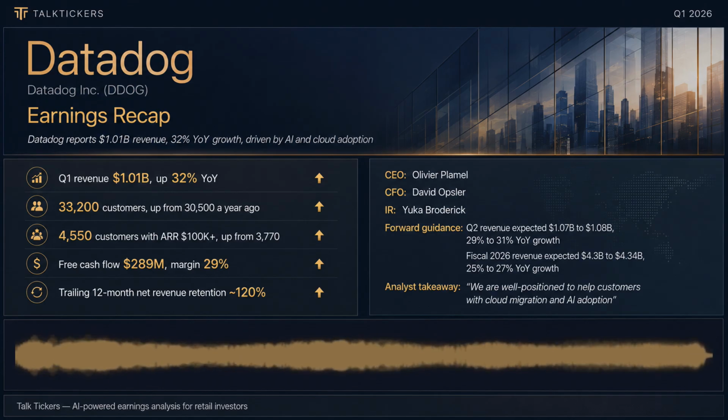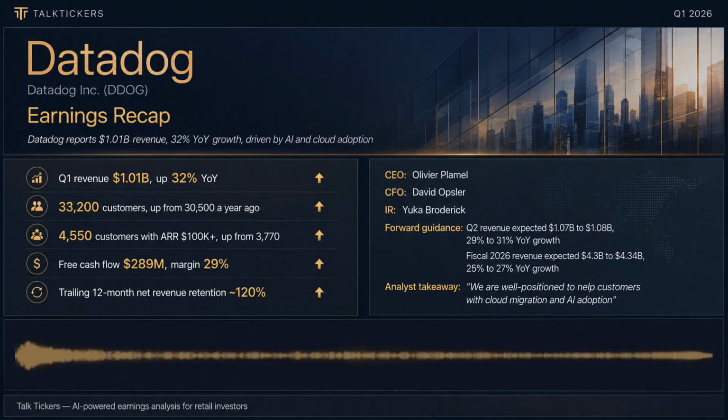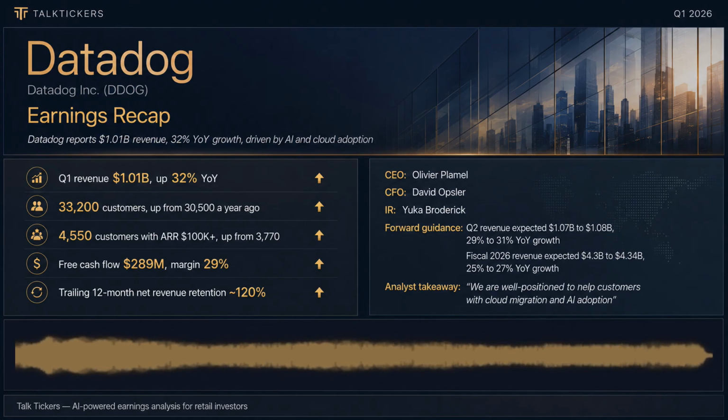And Datadog is capturing this market from 2 distinct vectors, which Pommel categorized as AI for Datadog and Datadog for AI. I want to break down both of those vectors because they solve completely different problems for the customer. Let's start with AI for Datadog. This is essentially how they are weaponizing large language models to make their own platform more powerful for the human engineer. Right. And the primary example they gave was a product called Bits AI Security Agent.